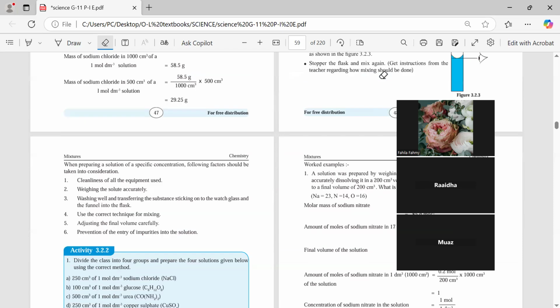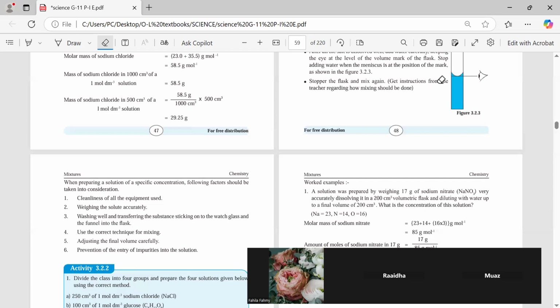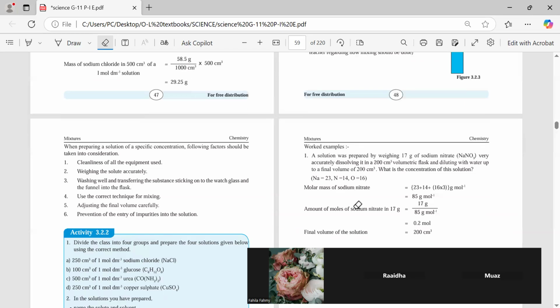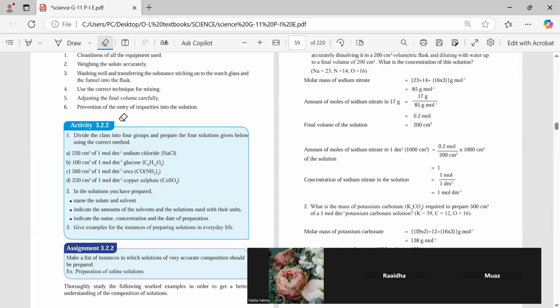That is what you have to bend down for, properly, and keep it at the eye level, right? You can't lift the volumetric flask. You can, but when you shake, the meniscus is going to shake too. So you have to come lower and check it when you're adding the final drops. Prevention of entry of impurity. So these things you can write in the answer if they ask you the factors that you have to keep in mind when doing this.